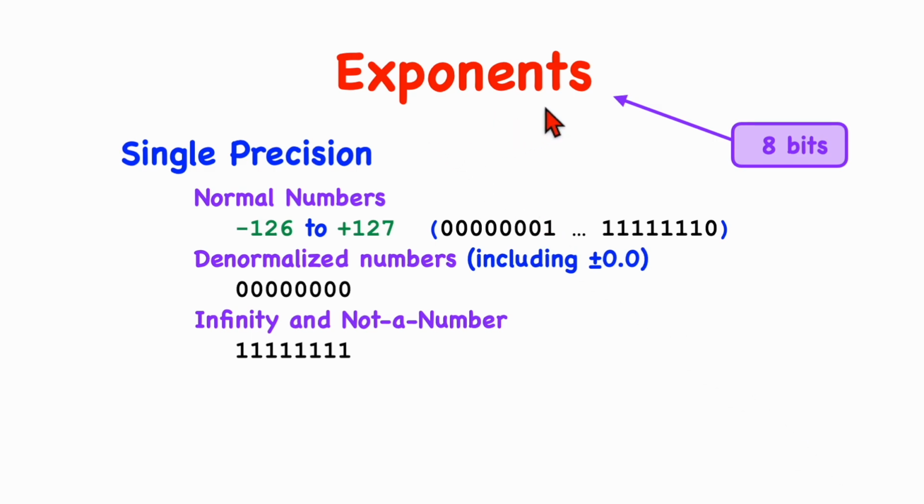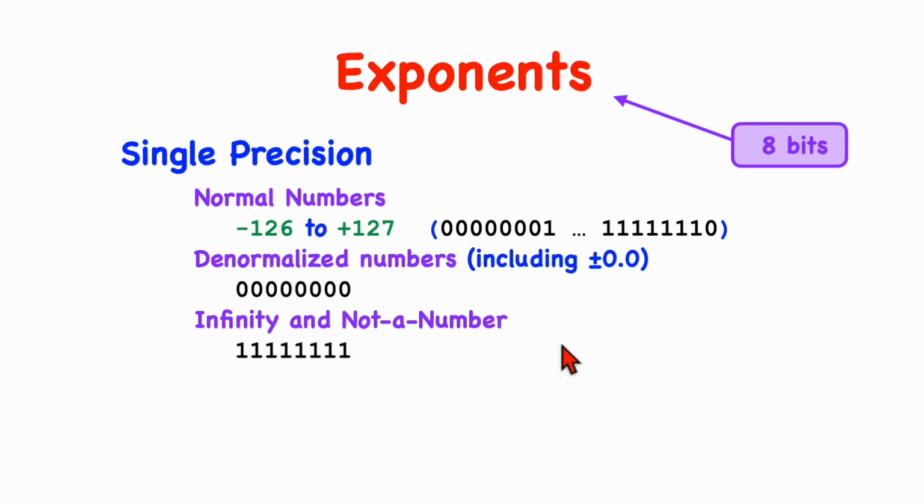With a single precision floating point number, the exponent field is an 8-bit field. And with these 8 bits, we can represent any exponent between minus 126 and plus 127. Actually, the encoding of these values is not the standard binary encoding, but you can ignore that trivia and just remember that the exponent ranges between minus 126 and 127. If the field is all zeros, then that's used for these denormalized numbers, including our zeros. And a field with all ones is used to encode infinities and the not a number values.